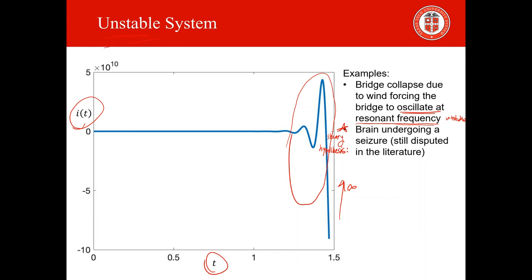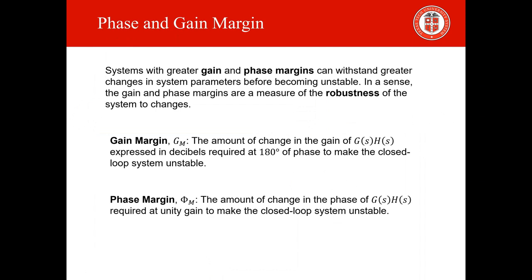And we can quantify stability again in the frequency domain. So we can quantify stability with the gain and phase margin. We're going to see that in the Bode plot and in the Nyquist diagram. Okay, so here is the technical definition. Systems with greater gain and phase margin can withstand greater changes in the system before becoming unstable.